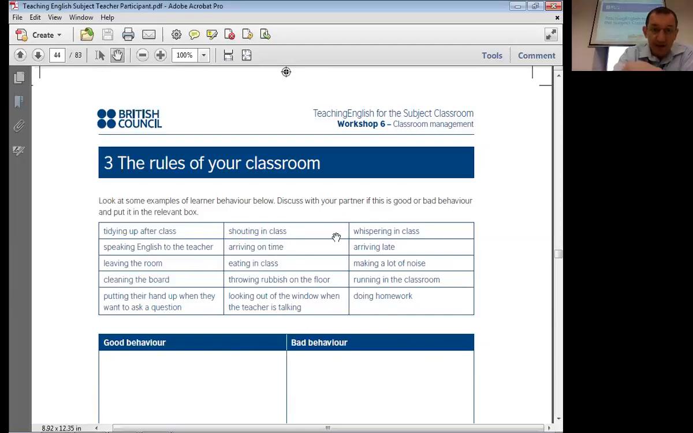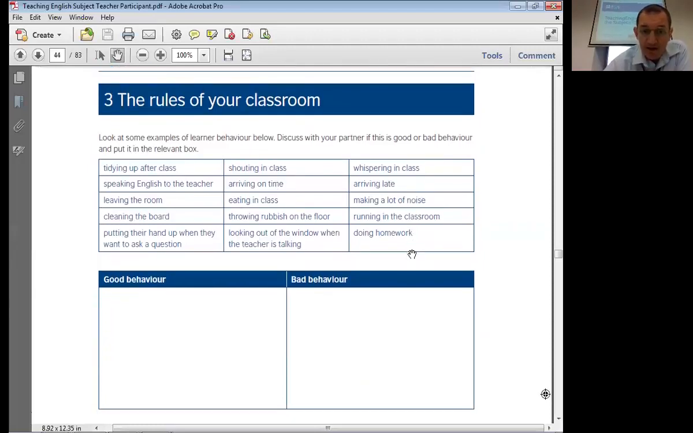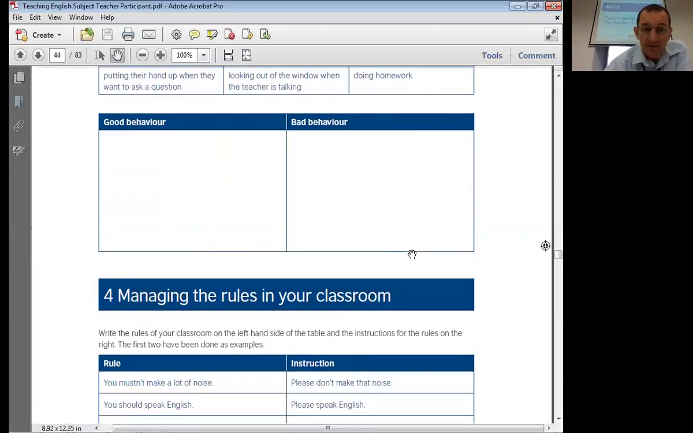Participants should look at the phrases in the box, the behavior in the box, and decide if they are good or bad behavior and note it in the box beneath.